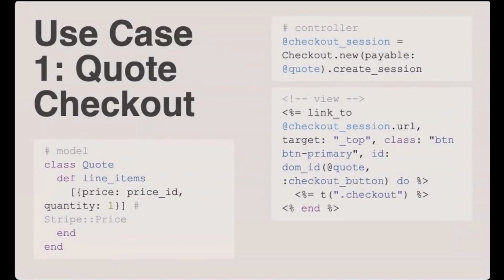Because in my app, this serves two use cases. The one is a quote. So a quote is something, a very bespoke agreement I make with a client. Usually only has one line item, because most of the time it's a very small thing, just one to do, something like that. So my model defines line items, which stem from a Stripe price I created somewhere. The controller will create this Stripe session, Stripe checkout session. And in the view, we just grab the URL and open the window. Cool.